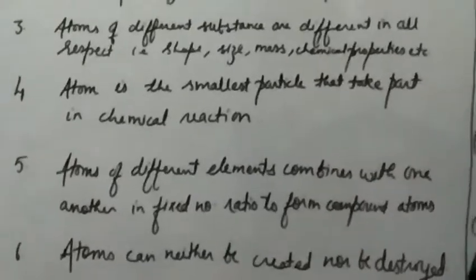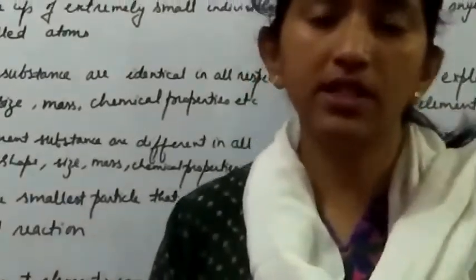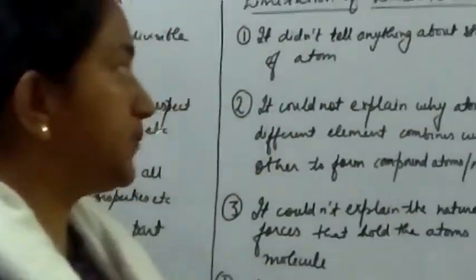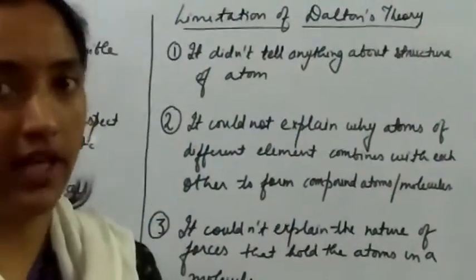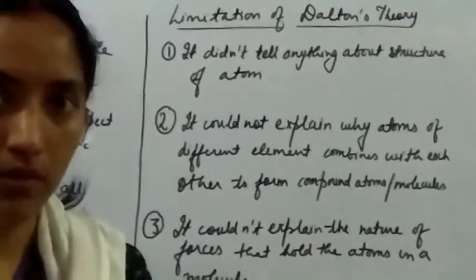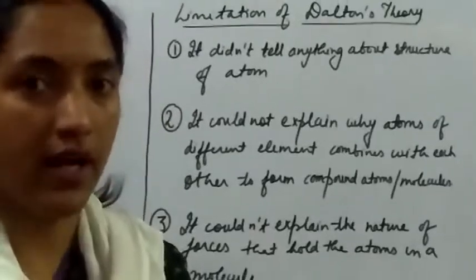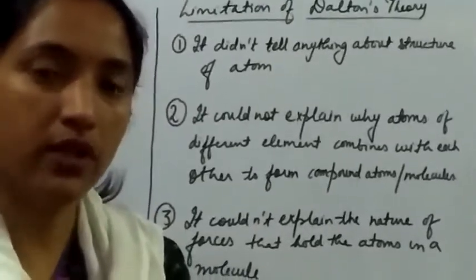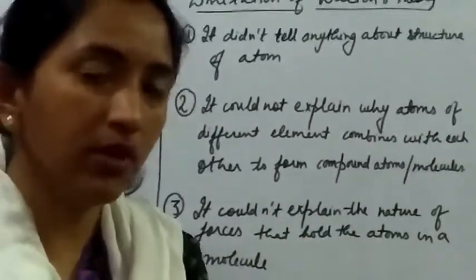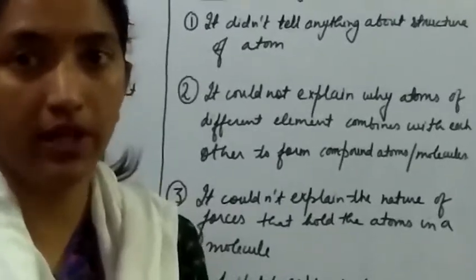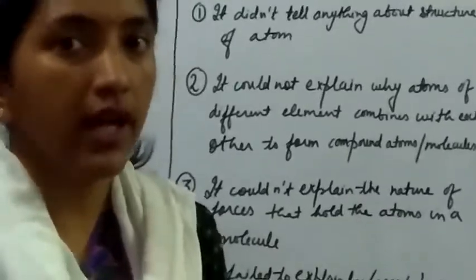Now there are certain limitations of Dalton's theory. So let's see, students, what the limitations of Dalton's atomic theory are. The first is that he couldn't tell the structure of the atom. Though he stated the atomic theory and explained many points, it could not tell about the structure of the atom, that is, the constituent particles of an atom, because according to him atoms are indivisible. We can't break them down, or atoms cannot be further divided. So he was not able to explain the structure of the atom.